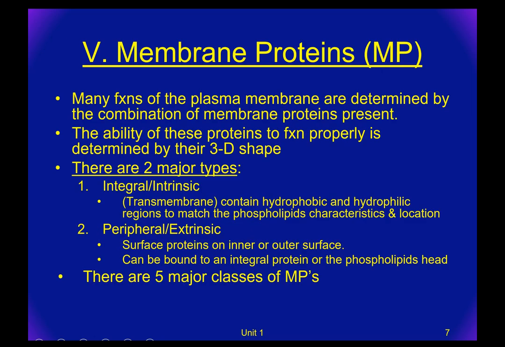So, a lot of the effects of your plasma membrane, of your cell membrane, are determined by what membrane proteins are there, what combination you have. The ability of those proteins to function properly is determined by their 3-dimensional shape. So, the thing about proteins, they are the workhorse of the body. They're the ones that make enzymes, they're the ones that make channels, they're the ones that do quite a bit.